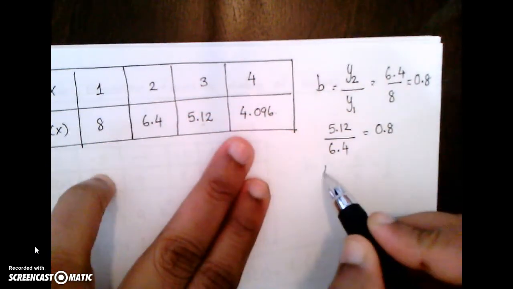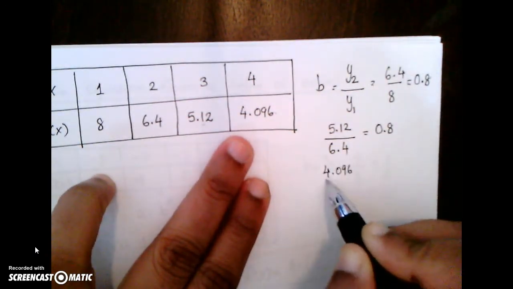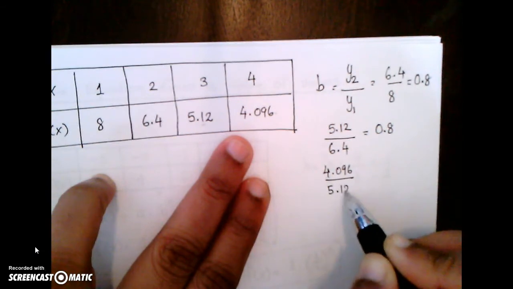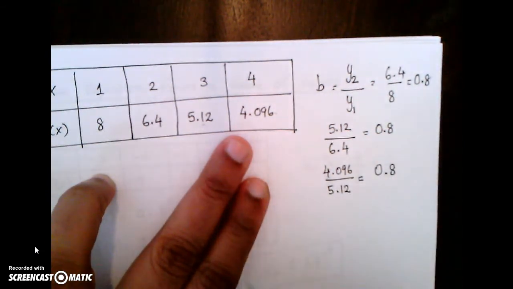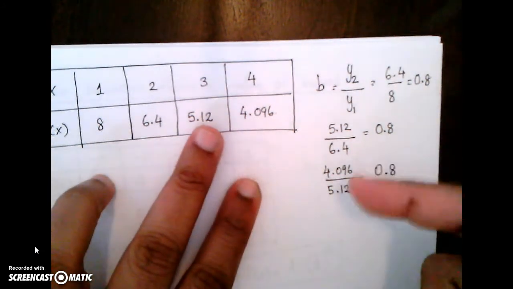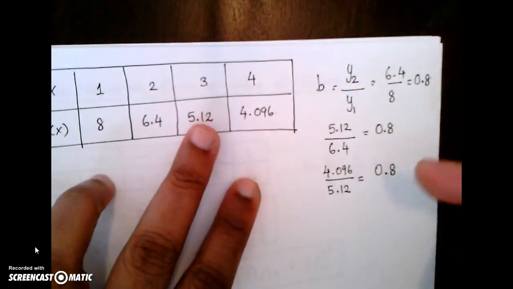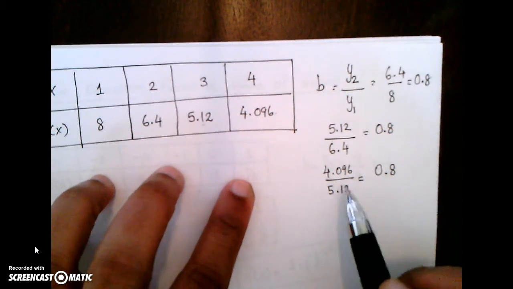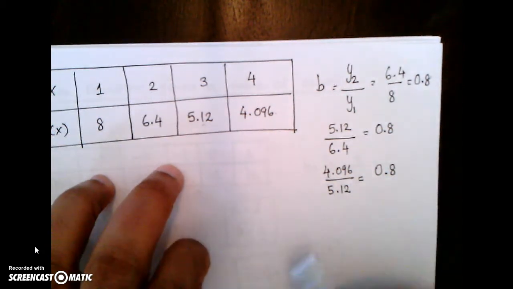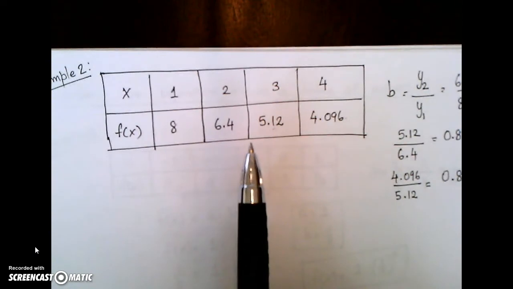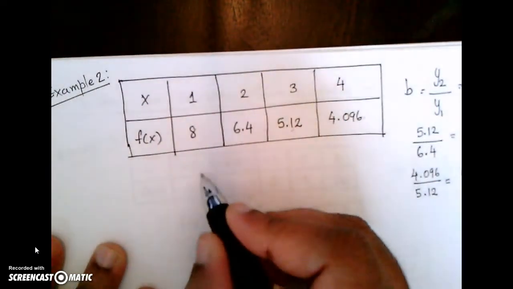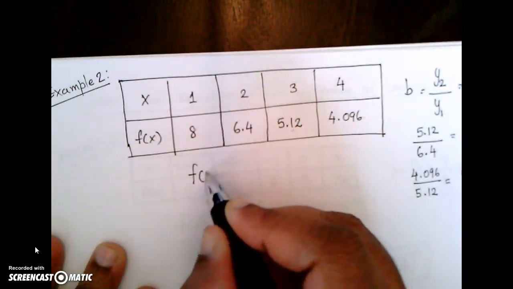Let's check. 4.096 divided by 5.12. If you want to use a calculator, you can use a calculator and check it. I know these are powers of 8, so I'm just going to go ahead and do it. Okay, so this is 0.8. So I see that the ratio between the y values is common, so it's a common ratio. So this is in fact an exponential function. Once I know it is an exponential function, I can go ahead and write my equation.